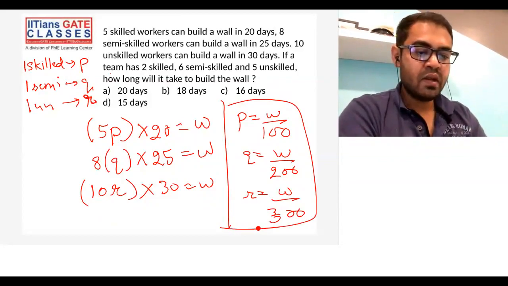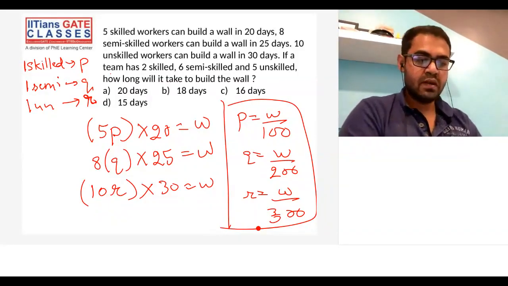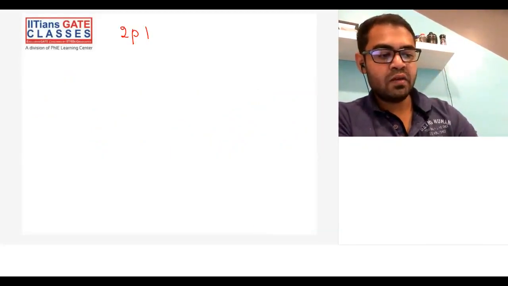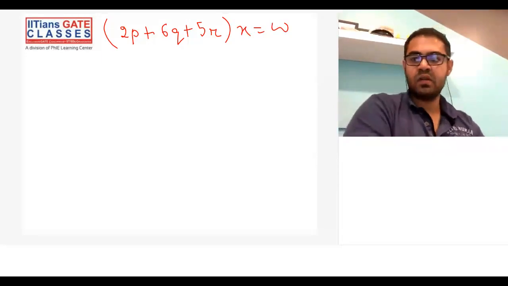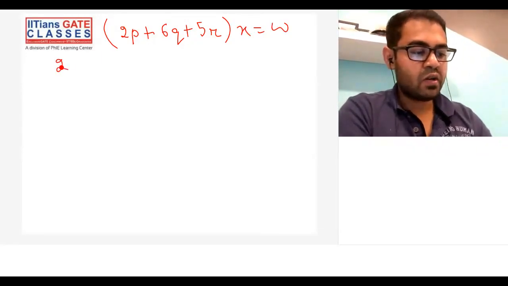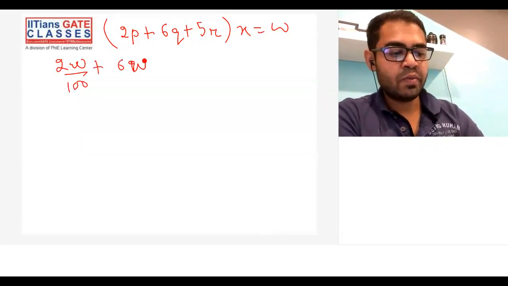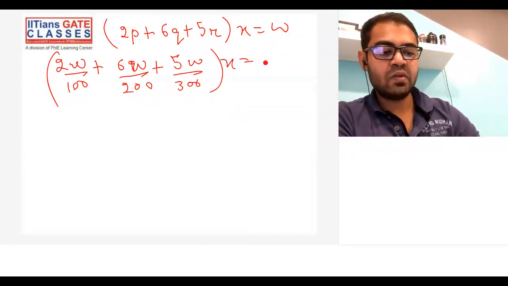Easy. All right. They are saying 2 skilled, 6 semi-skilled, 5 unskilled. How long will it take to build the wall? So what I need is 2P plus 6Q plus 5R times X can complete the work W. So P is what? W by 100. Q is what? W by 200. And R is what? W by 300. X is equal to W.